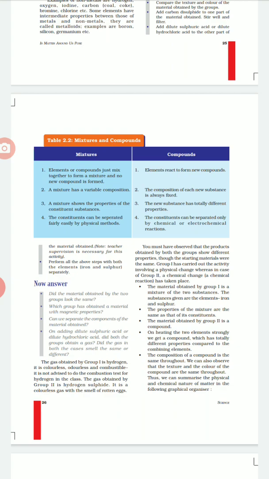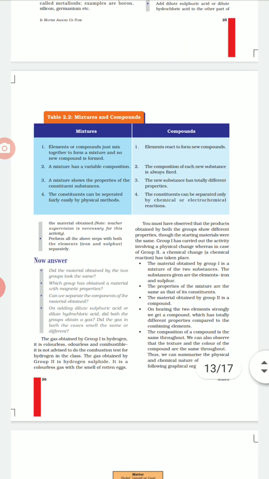So in the activity we can find that in group 2 there is a compound formed, because these small elements combined with each other and gave a different product. On heating two elements strongly, we get a compound which has totally different properties compared to the combining elements. Iron and sulfur will lose their own properties, combine with each other and form iron sulfide, a product which is different from the reactants.